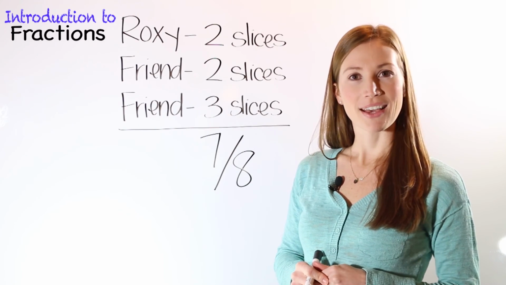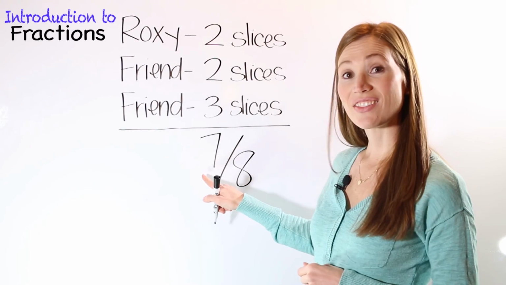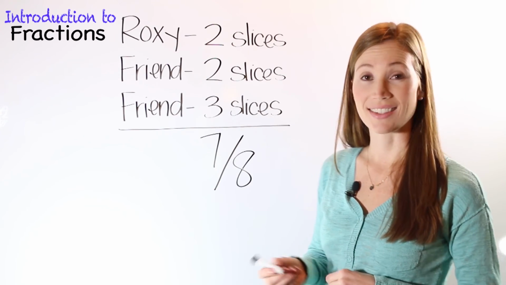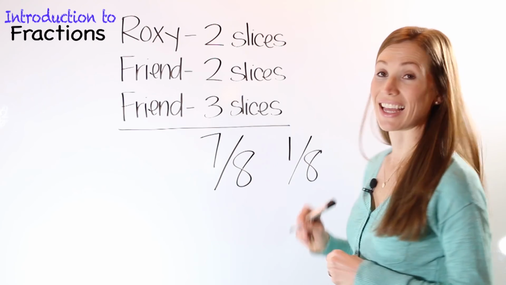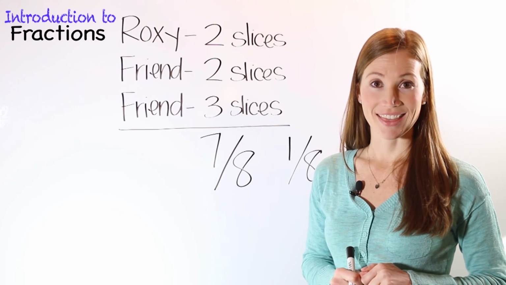And what about Tommy? Well, if they ate 7 of the slices, there's only 1 slice left. So Tommy got 1 of 8 slices, or 1/8.